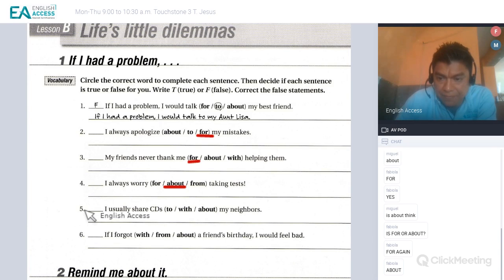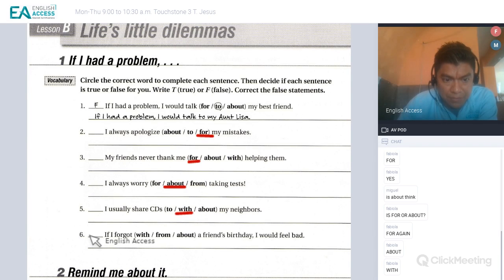And number 5. It's with. That's right, Fabiola. It's with. And number 6. Forgot about.